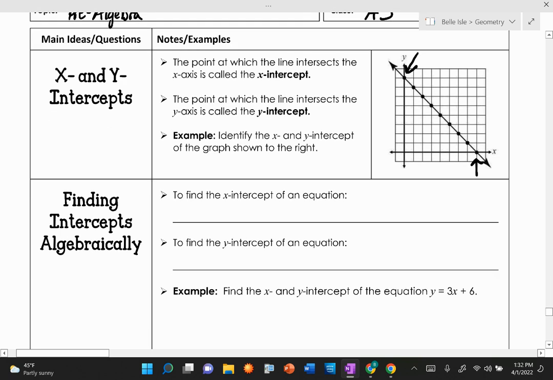So finding the intercepts algebraically means that to find the x-intercept of an equation, you are going to set the y equal to 0, then solve for x.